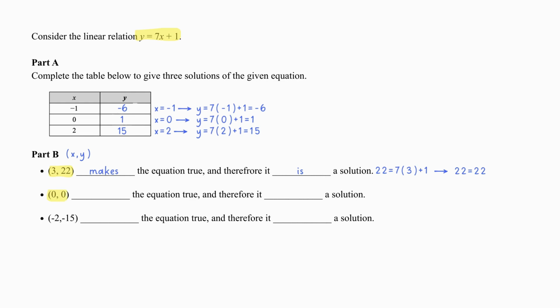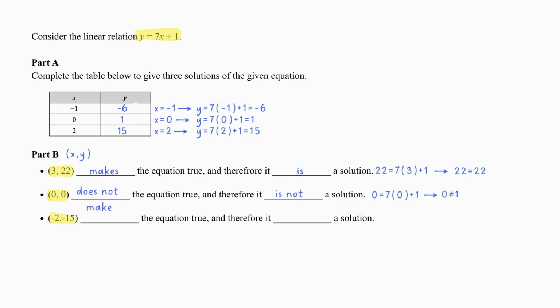Let us test 0 and 0. Is 0 equal to 7 times 0 plus 1? Let's solve. 0 equals 1. That's false. The coordinates 0, 0 do not make the equation true, therefore it is not a solution.